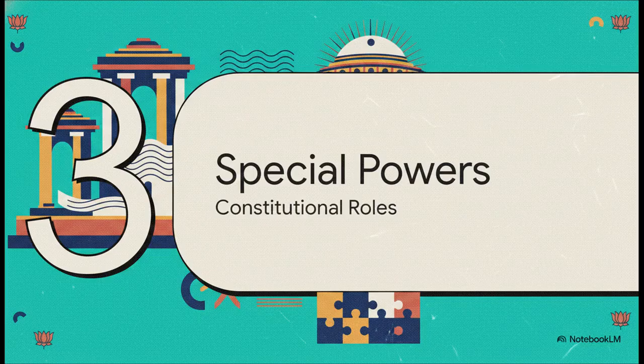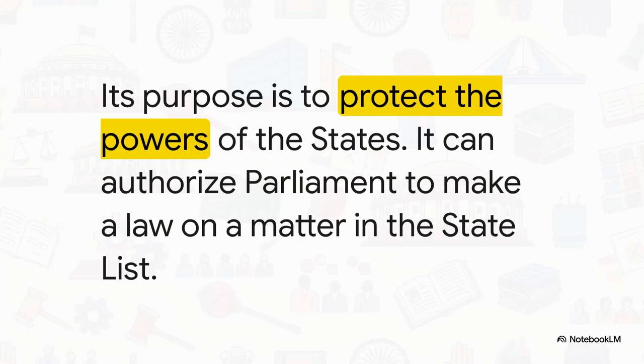Okay, so we've seen they're not identical twins. They share a lot of jobs, for sure, but each house also has its own unique, special powers. These are the things that really define their individual roles in the system. Let's zoom in on those for a second. Let's start with the Rajya Sabha.